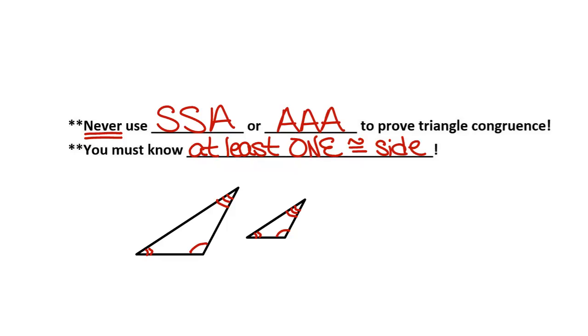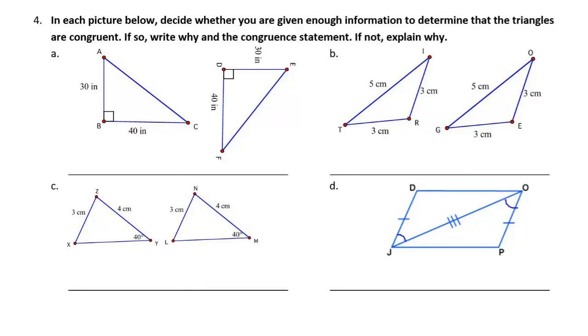All right. Let's flip this over and look at number 4, and we are going to practice using these 5 different reasons. In each of the pictures below, decide whether you are given enough information to determine that the triangles are congruent. If so, write why and the triangle congruence statement. So we're going to get some practice with triangle congruent statements again.